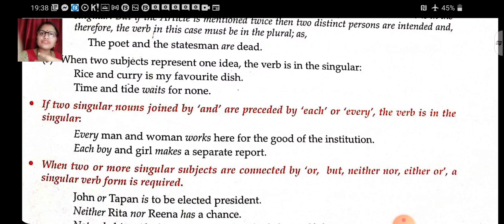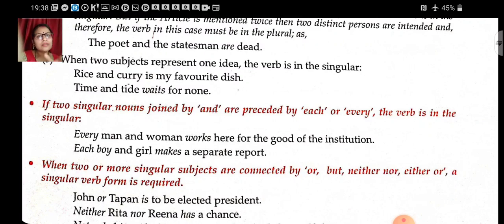you might have heard some speeches. When most of the politicians start their speeches, they say ladies and gentlemen, right? Both go together. The very same way, every man and woman. So it is calculated as one. That is the reason works, s is coming along with the verb. Hope you have understood. Each boy and girl.